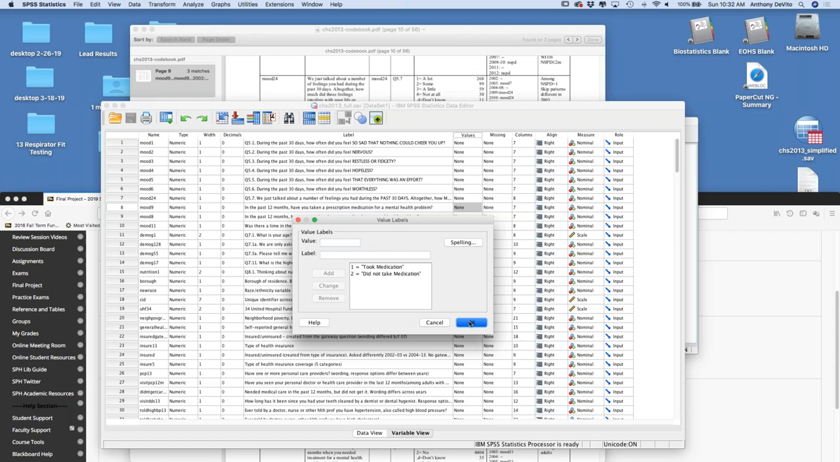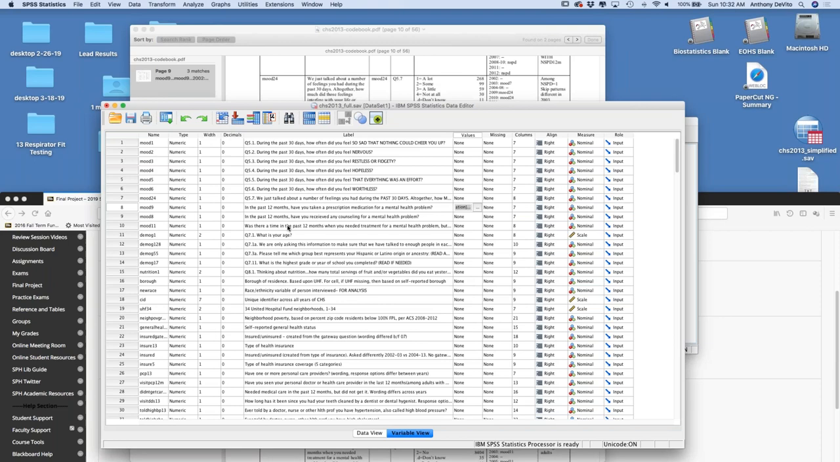The other thing I could do, if I want mood 9, is simplify this phrase, because this is going to turn up in all my charts and stuff like that. Instead of leaving it this whole long description of exactly what the question wants, I'm going to highlight this whole thing and put in instead, mental health medication. So when I create my charts, the title is going to be mental health medication, and then the axes are going to be whether they took it or didn't take it. So it'll be a little bit easier to work with.